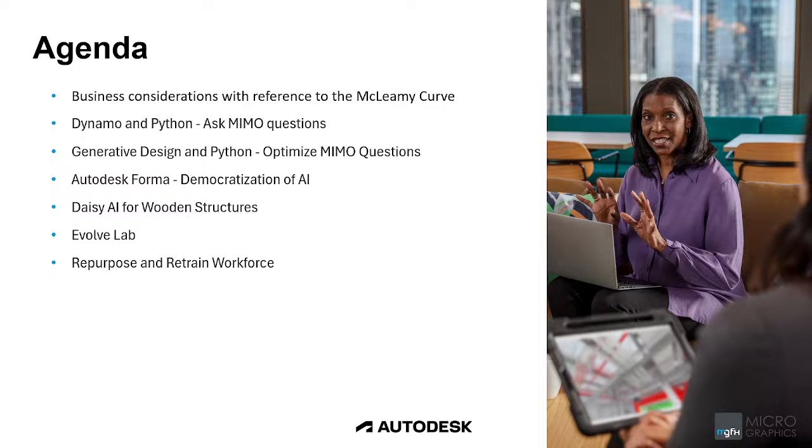Then we'll look at a relatively new development, Autodesk Forma, and how that democratizes AI, or artificial intelligence. Then some further considerations. Daisy AI for wooden structures. That is also a platform that's been developed around Revit. Evolve Lab, they've got a few interesting solutions that you can invest in. And then we're also just going to do a quick discussion about repurposing and retraining your workforce.